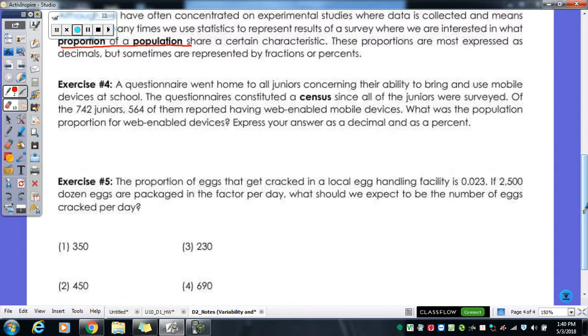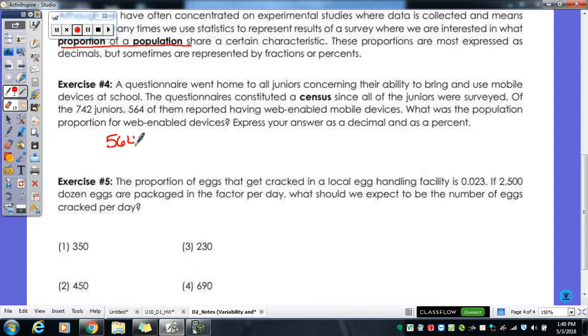So a questionnaire went home to all juniors concerning their ability to bring and use mobile devices at school. The questionnaires constituted a census since it went home to all of the juniors. Whenever it encompasses everything, we refer to that as a census. So of these 742 juniors, 564 of them reported having web-enabled mobile devices. What was the population proportion for web-enabled devices?